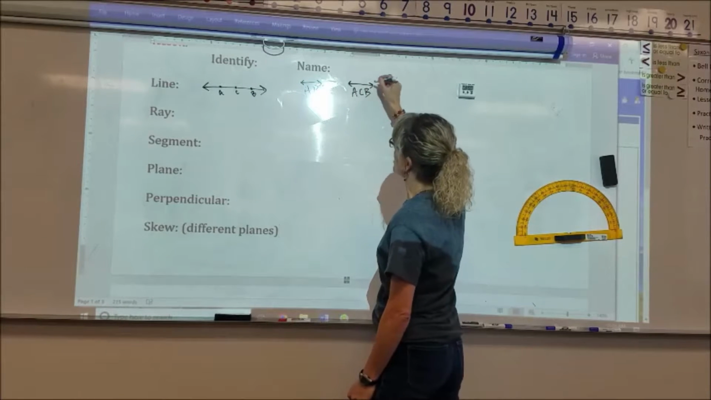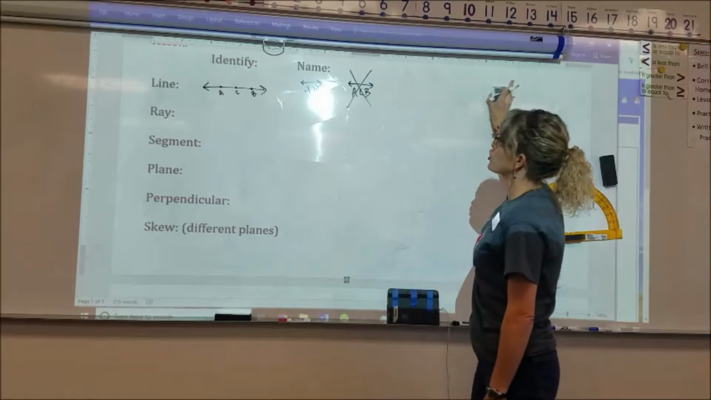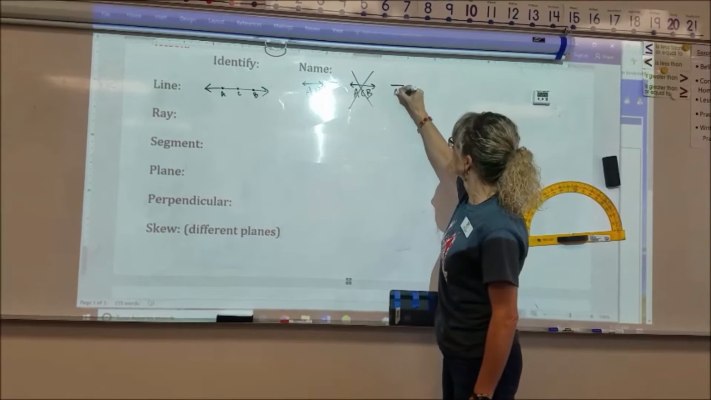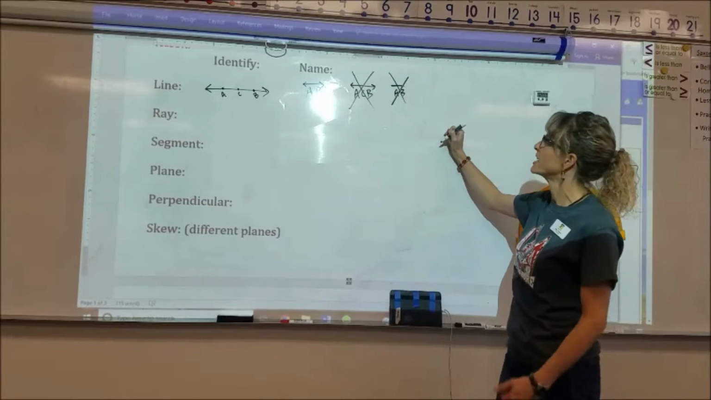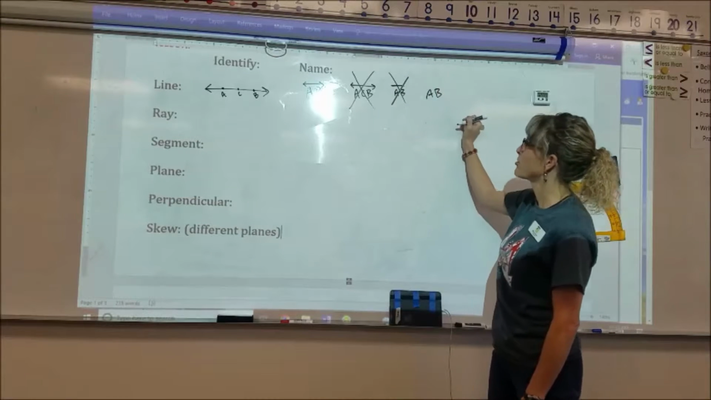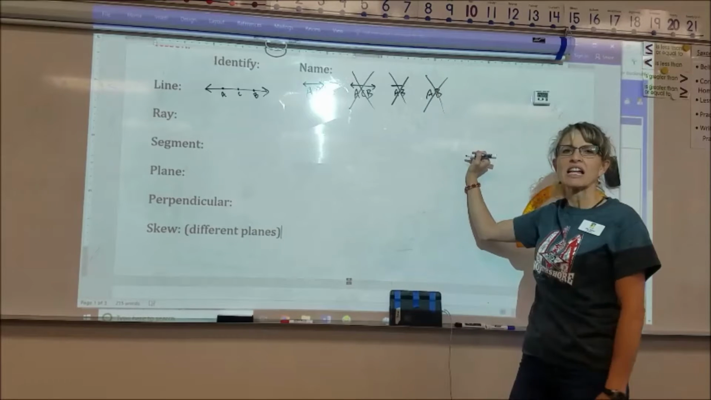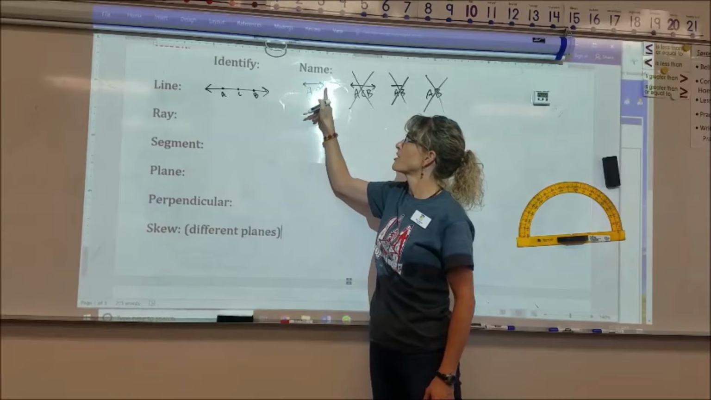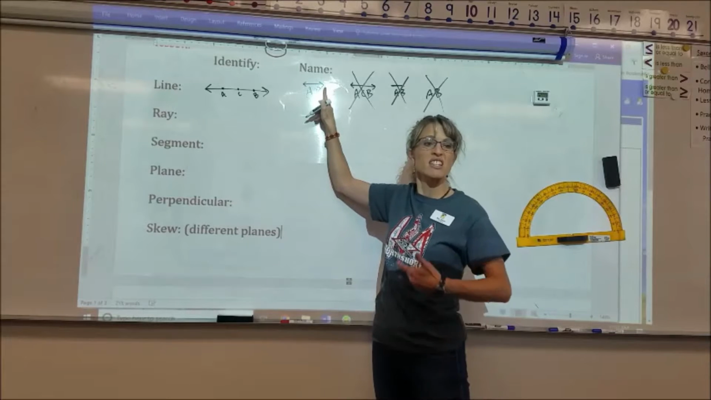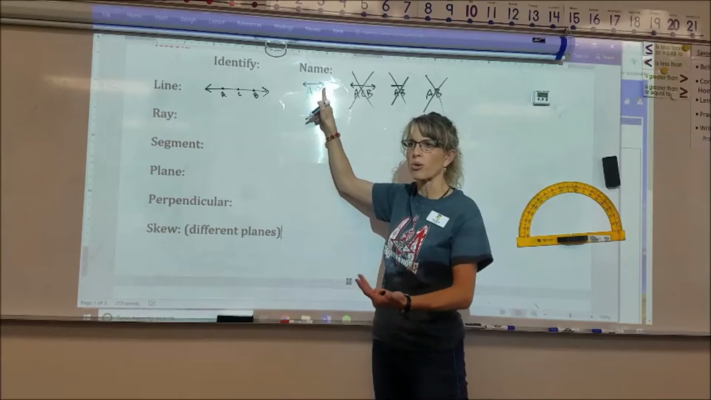Line ACB is wrong. Only give me 2 points. Segment AB, wrong. It's not a segment, it's a line. Plane AB, nope, that's wrong as well. It's got to have 2 points listed, and it has to have arrows above it. That tells me that it's a line, not a segment or a ray or a point, okay?